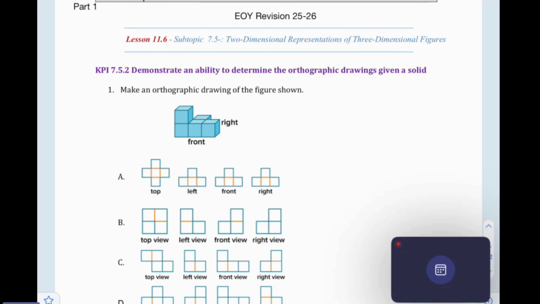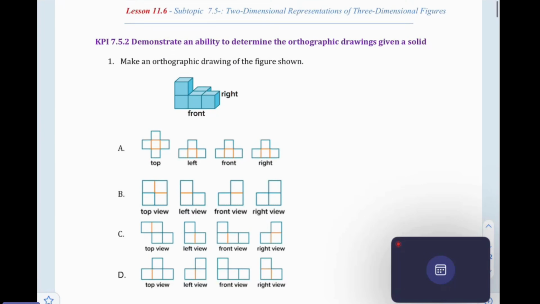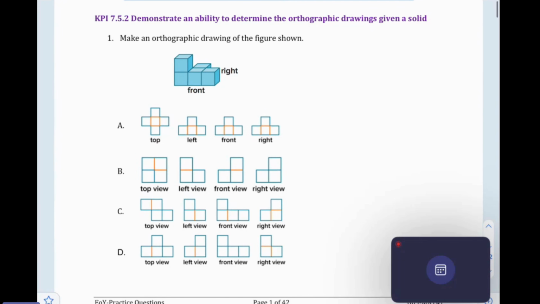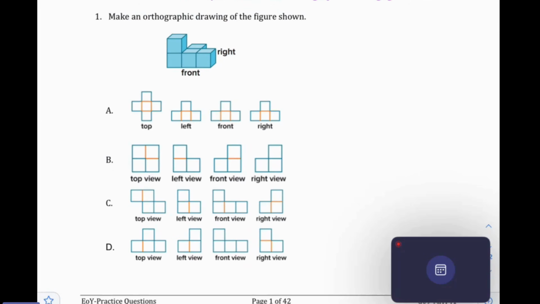Lesson 11.6. So our revision for the end of year exam will start with 11.6, which is talking about two-dimensional representation of three-dimensional figures. This is part 1. In this lesson, we are going to actually study the orthographic drawing given a solid. So let's answer these questions.